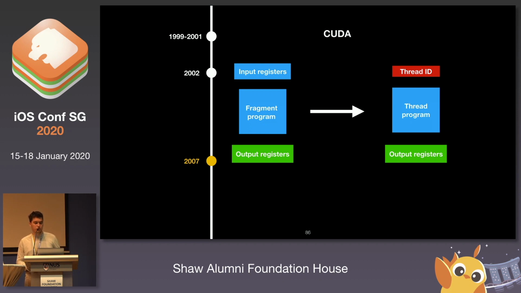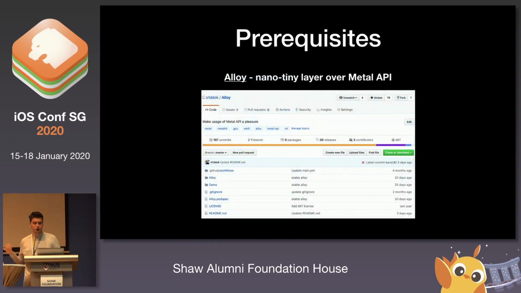So what we'll do right now is write our own compute shader, which will implement the brightness filter like in Instagram, right? So we can make our images brighter or darker. But we have a few prerequisites before we proceed. First of all, the code you'll see will be written with the Alloy library.